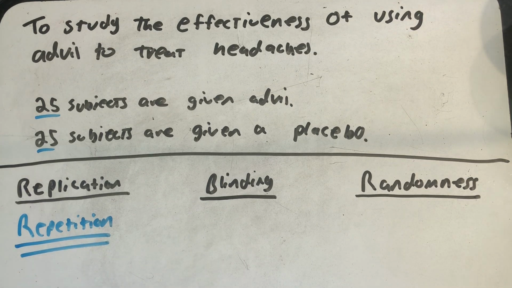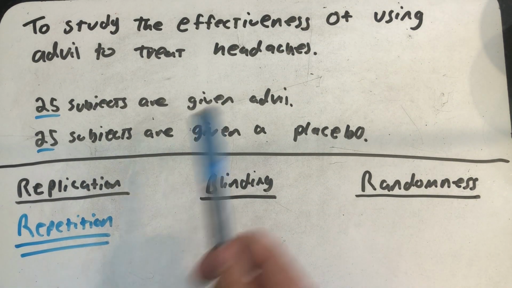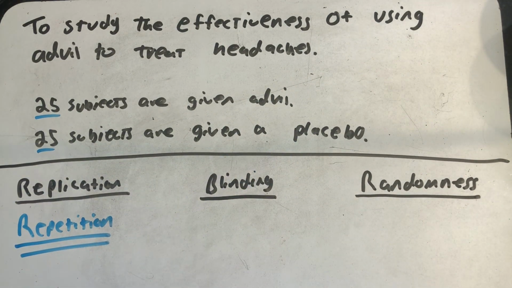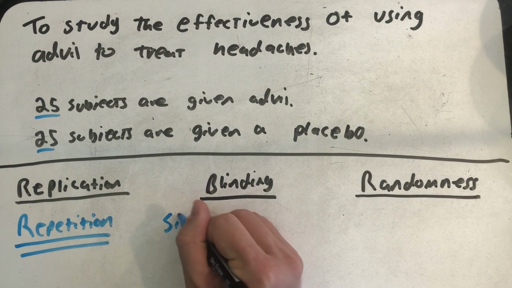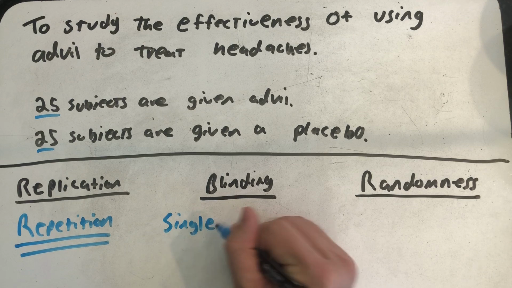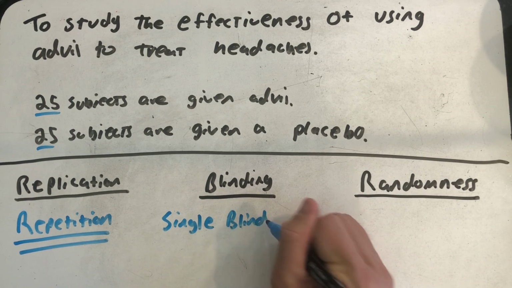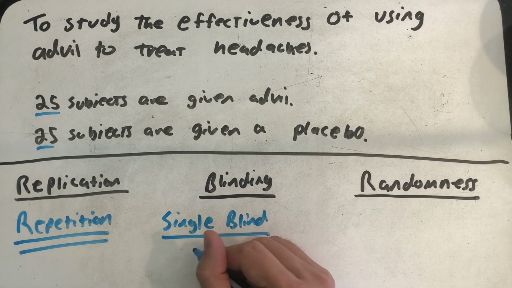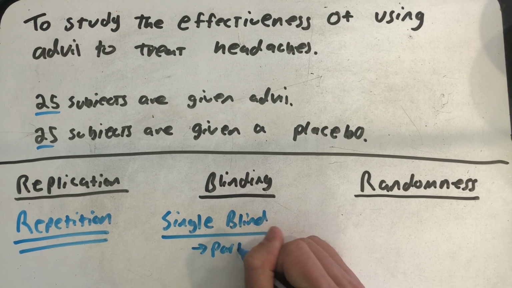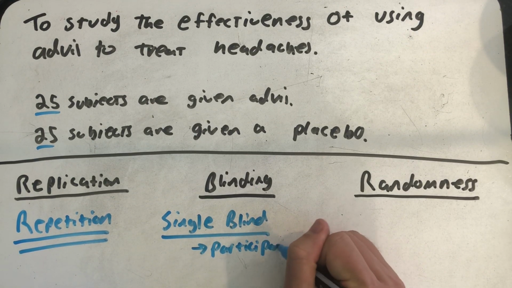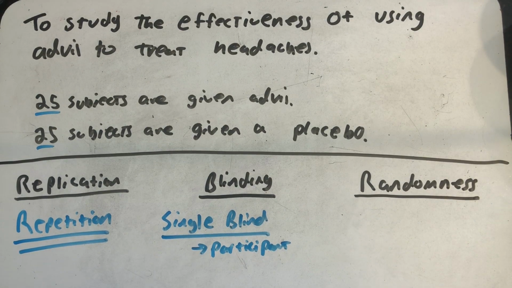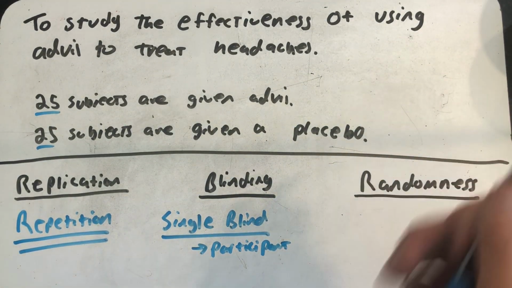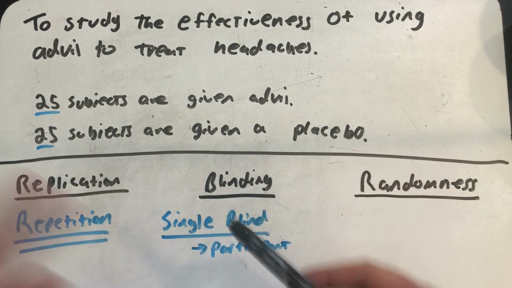The next component of a good statistical study is called blinding. Blinding is where either the participant or the person giving the treatment doesn't know which one of the groups they're in. In a single blind study, the participant doesn't know which group they're in. And I think we can kind of guess why we wouldn't want the participants to know which group they're in.